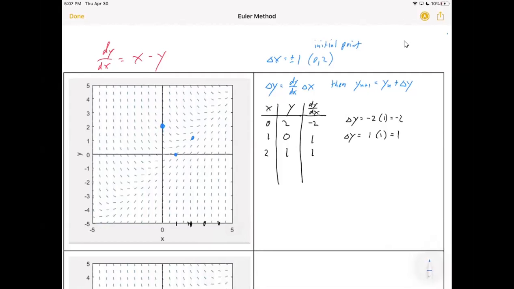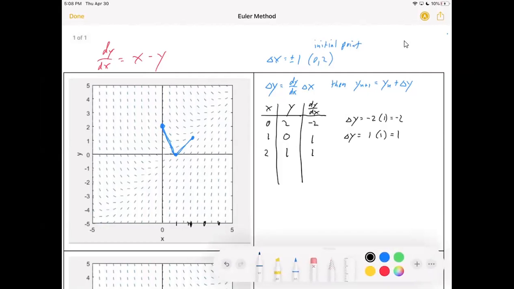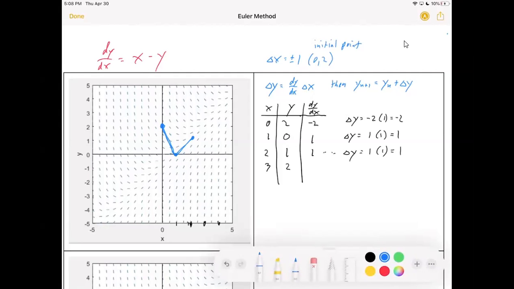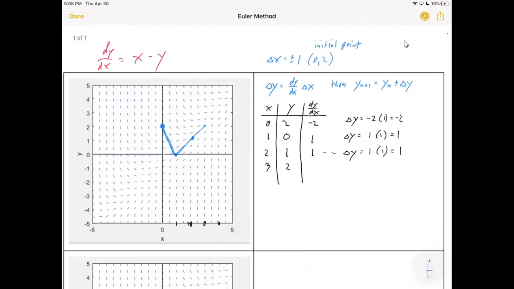Now, this graph is very angular because we're taking big steps. We should be following the slope field in a very smooth, curved way. Instead, we're taking big angular jumps through it, all right? So our answer is going to be a very rough approximation of what should happen because we're taking large steps. By the time x gets to 3, we need to use this row to compute a new delta y. It's 1 times 1 again, which is 1. So we should go up to 2. And when we do that, (3, 2) is right there.